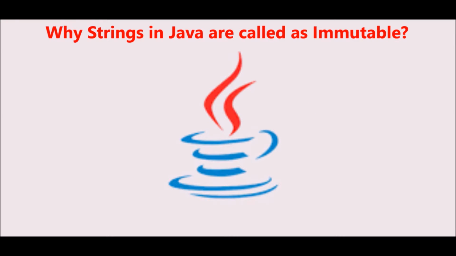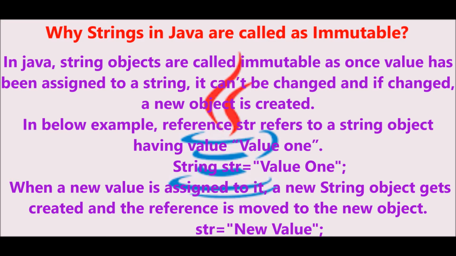Why are strings in Java called immutable? Answer: in Java, string objects are called immutable as once a value has been assigned to a string, it can't be changed, and if changed, a new object is created.